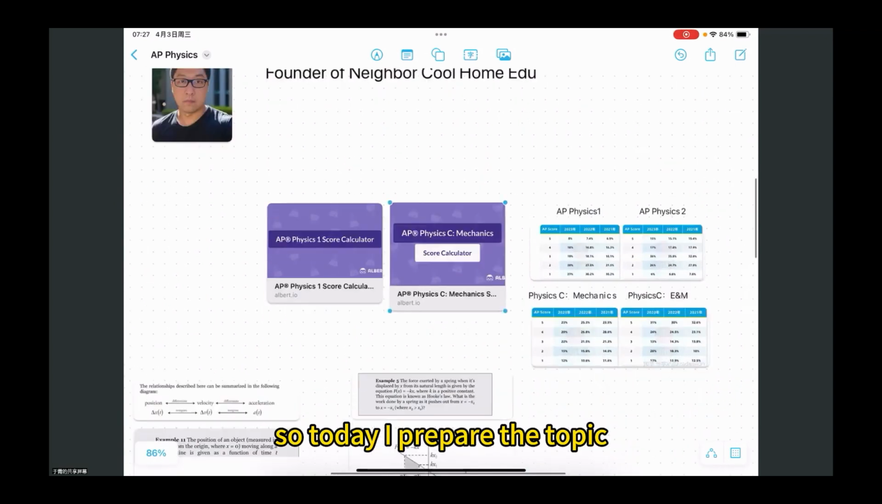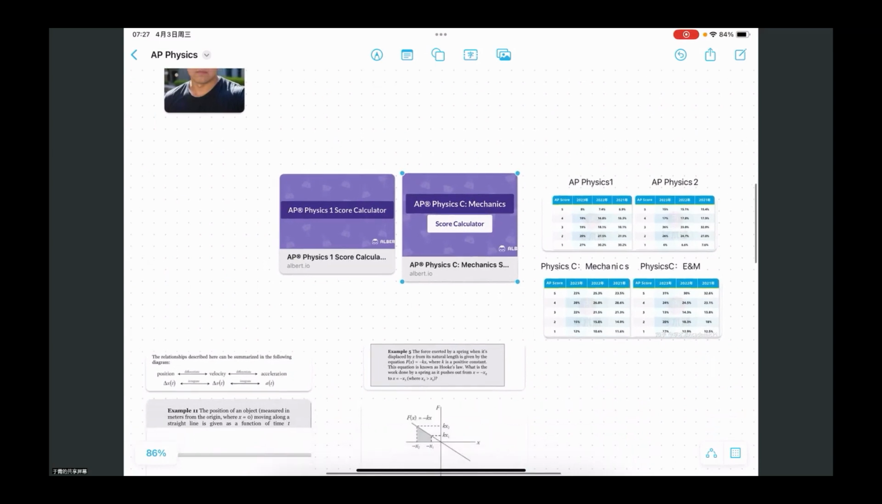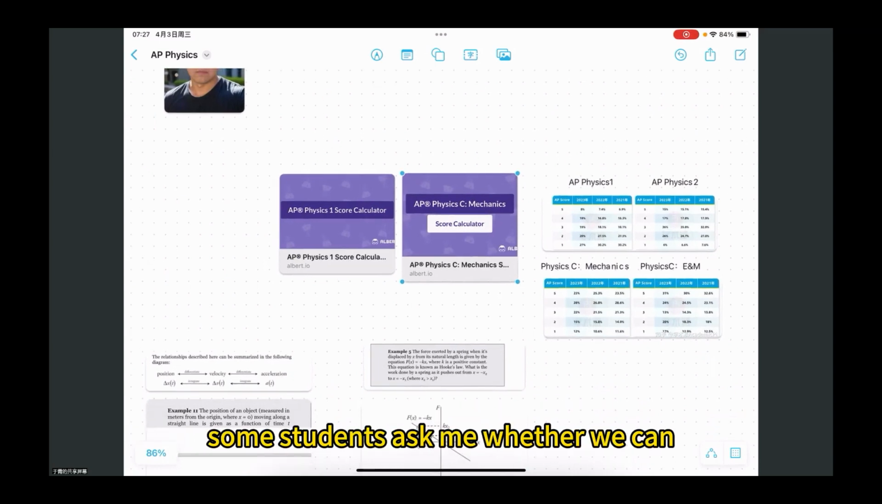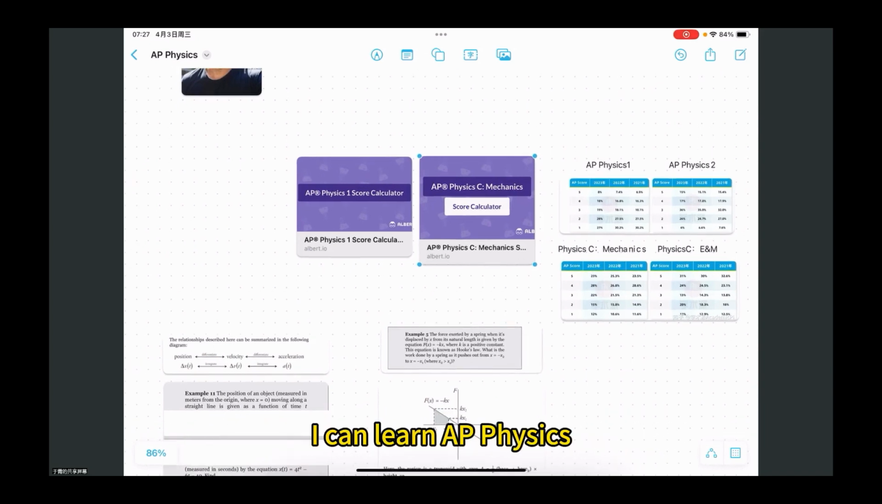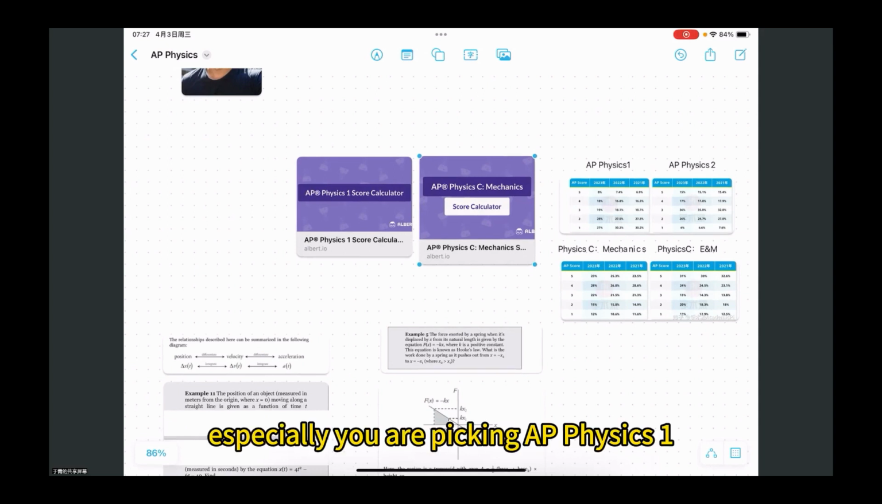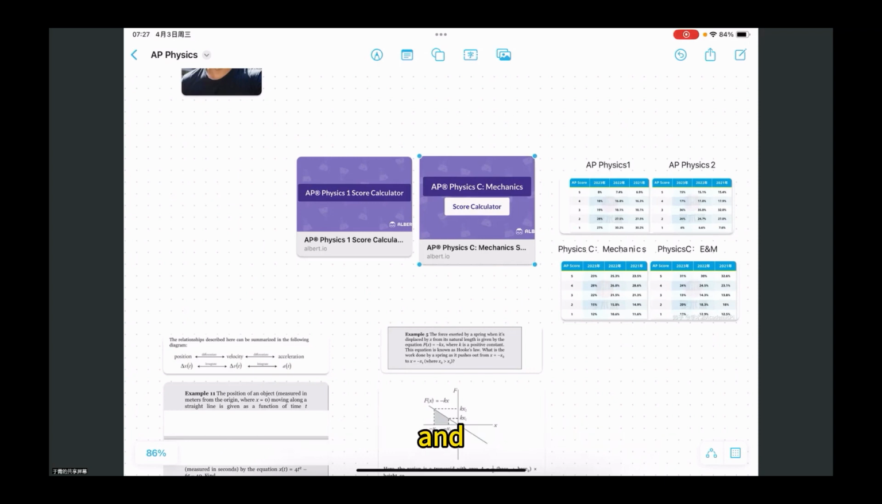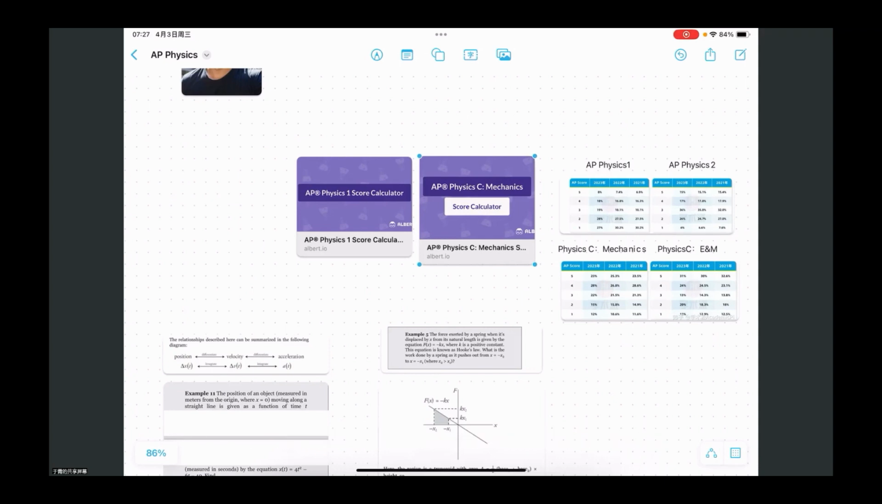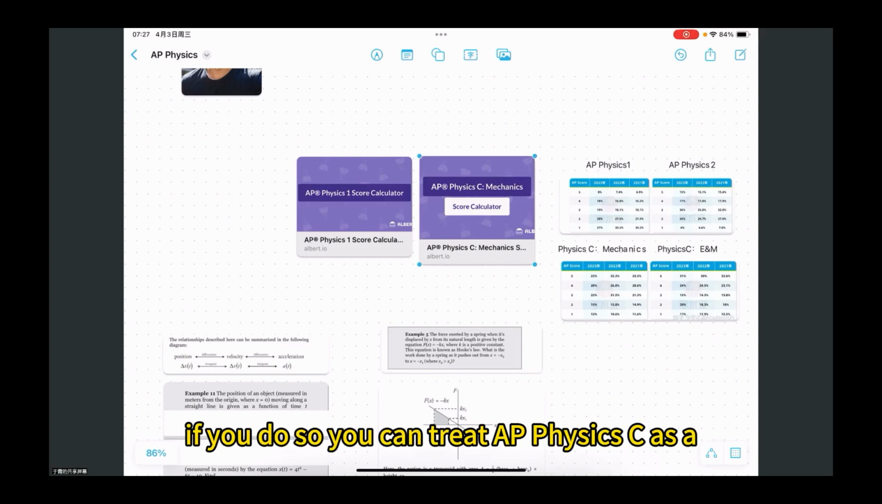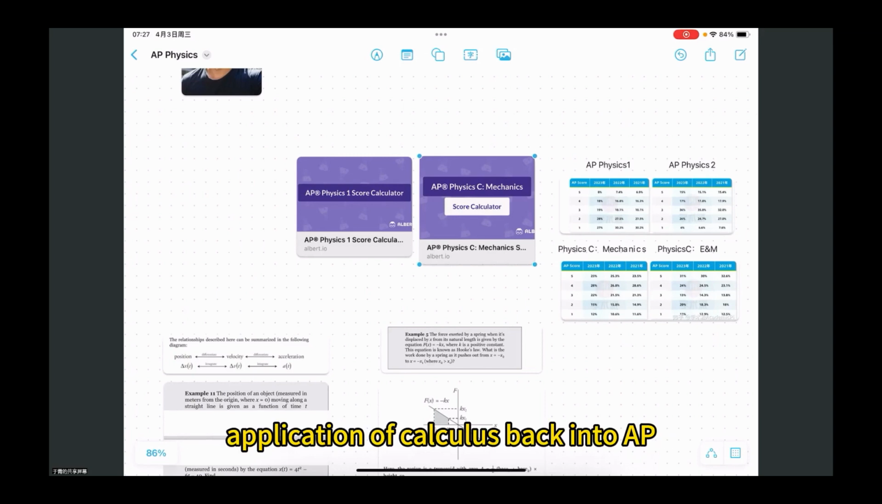So today I prepared a topic about AP Physics C. Some students ask me whether they can learn AP Physics and AP Physics C together. The answer is yes, it is possible, especially if you are taking AP Physics 1 and AP Calculus together. If you do so, you can treat AP Physics C as an application of calculus back in the physics field.